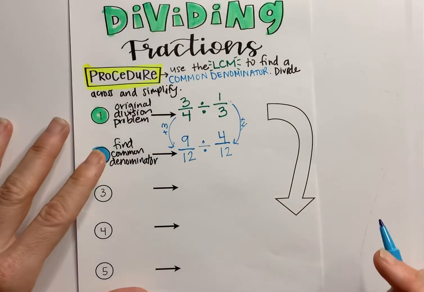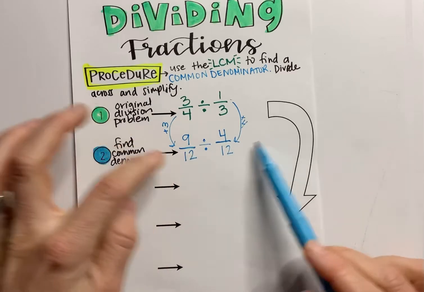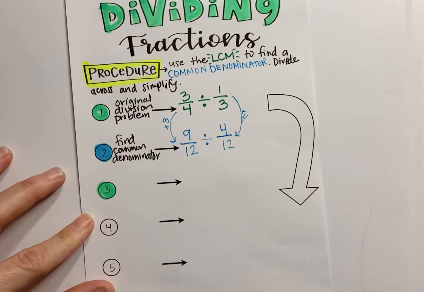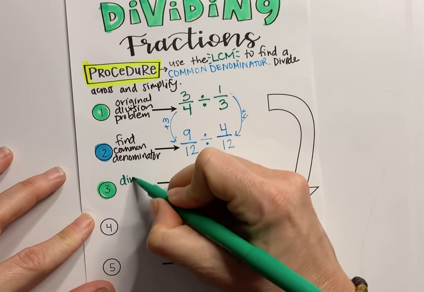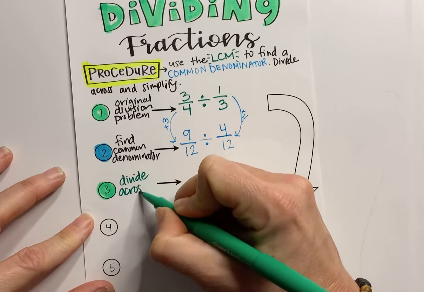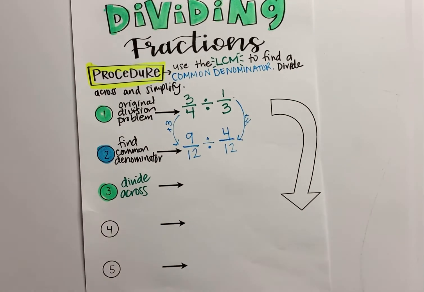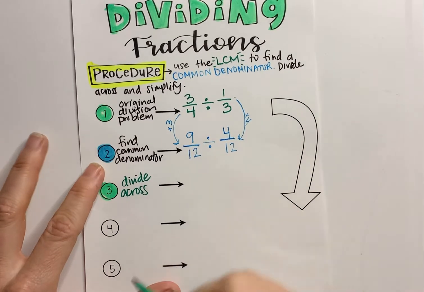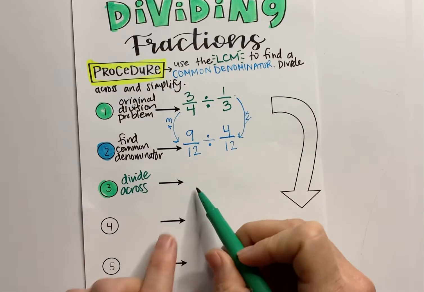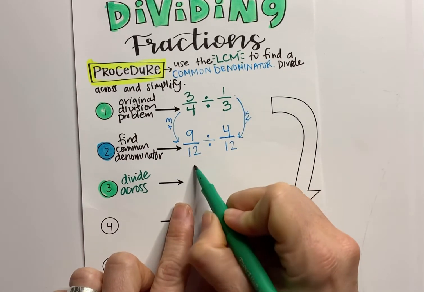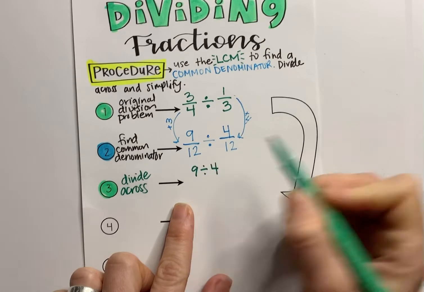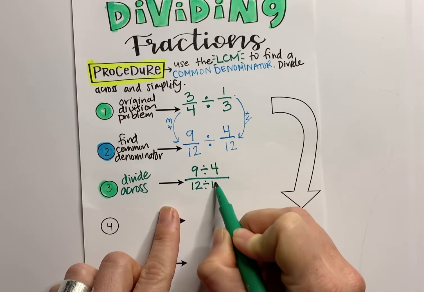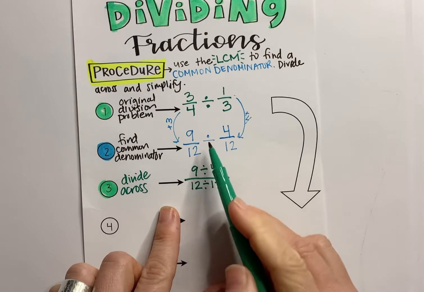Now that I have my equivalent expression, my next step is to divide across. And I know what you're thinking: divide across? You never divide across. Actually, you can. You probably have just never seen it before, or the people who showed you previously probably didn't know that. So dividing across, I take my numerators, 9 divided by 4, all over my denominators, 12 divided by 12. I'm just going across for my numerators and my denominators.